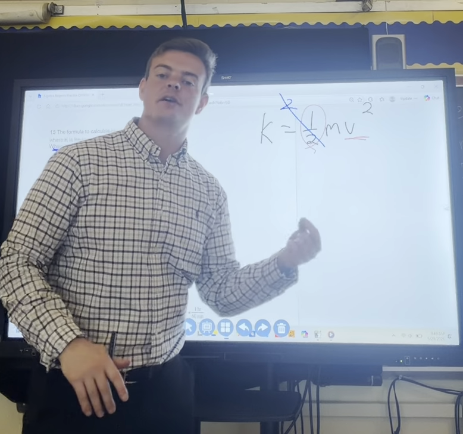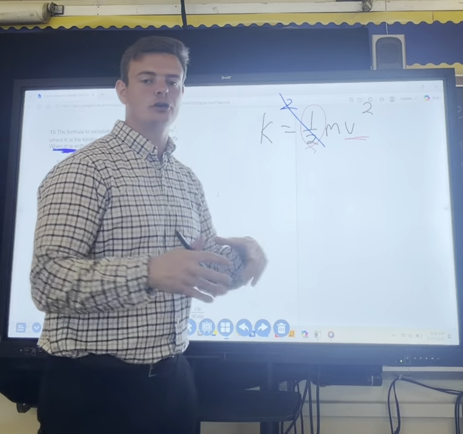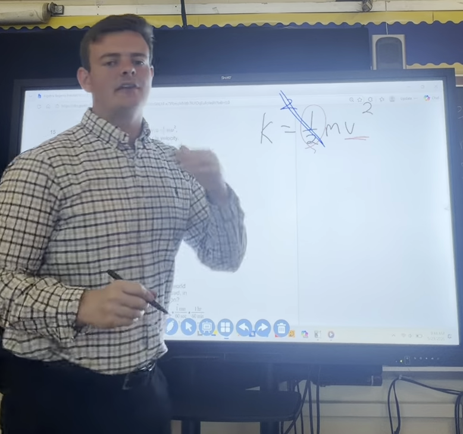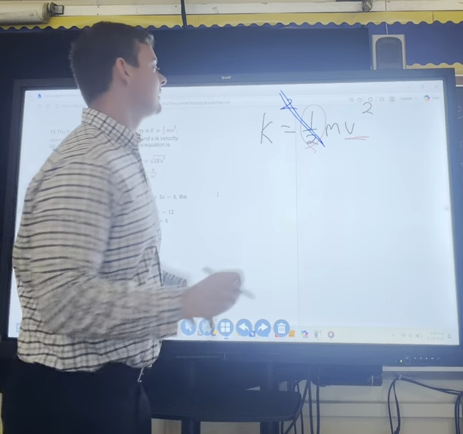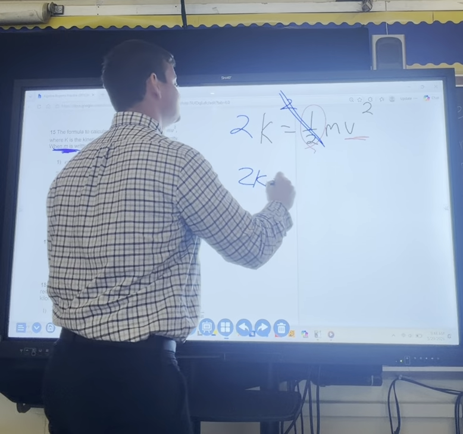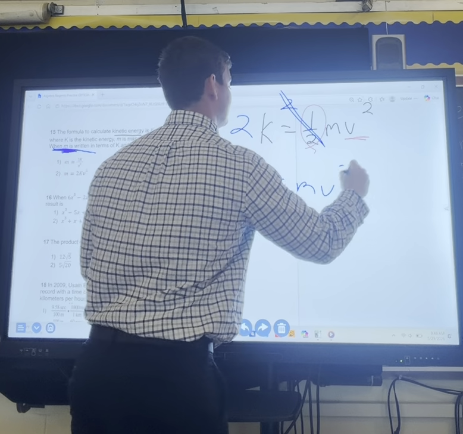I have to get rid of a half. If I multiply by 2, 2 halves make a whole. That'll make that go away. If I multiply the right side by 2, I must also multiply the left side by 2. I don't know what 2k is, so I leave it as 2k over mv squared.